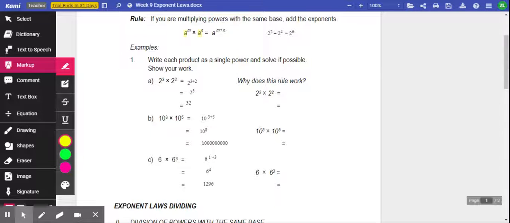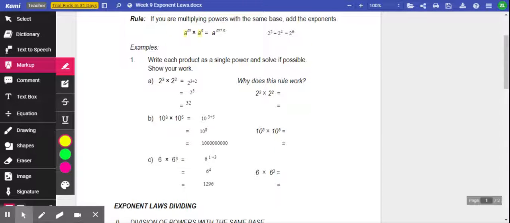But if you write each product as a single power and then solve if possible, we have 2 to the power of 3 times 2 to the power of 2. So that would then be 2 to the power of 3 plus 2. If we did it again, 2 to the power of 5, because 3 plus 2, and 2 to the power of 5 being 32.